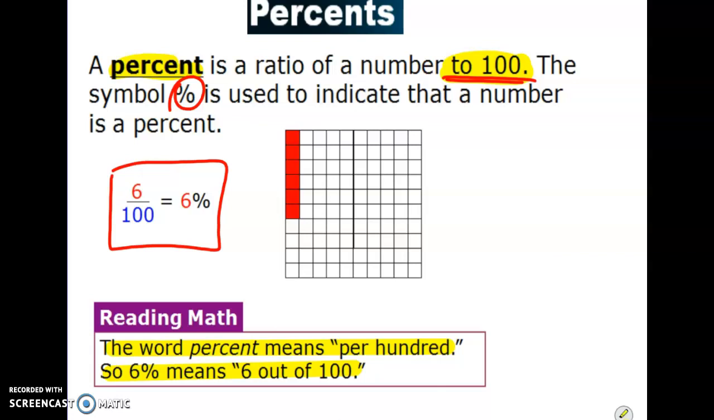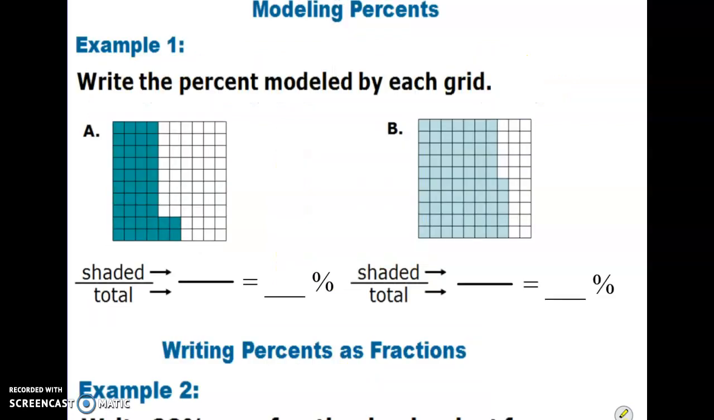If I notice, it's usually going to be a 10 by 10 grid. So this right here is representing one whole, or 100%. The word percent means out of 100. All right, so write the percent modeled by each grid.